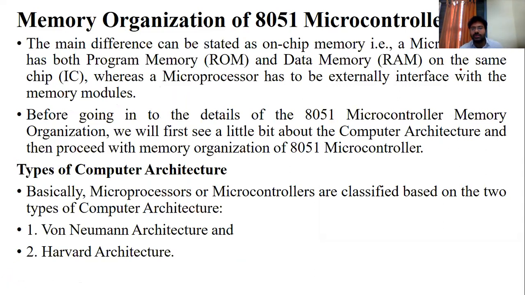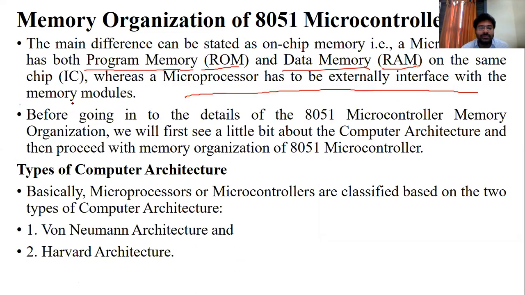So we know the main difference between the microprocessor and the microcontroller memory. In the microcontroller, the memory is nothing but ROM as well as RAM. RAM you can call a data memory, and ROM you can call a program memory, which are available on the chip only. Or if you want, you can access them on the outer side also. But in a microprocessor, we have to externally interface the memory modules, so there is no internal memory available in microprocessors.